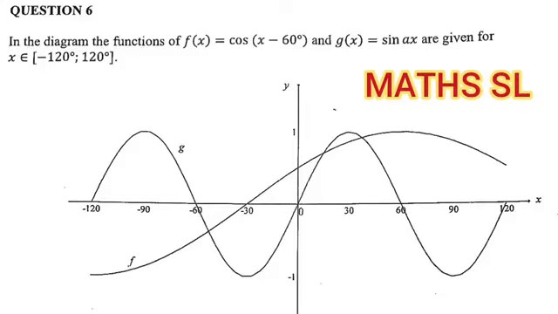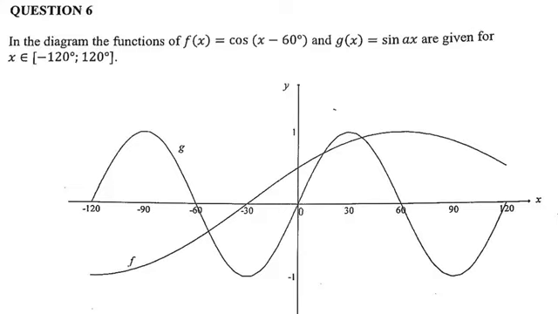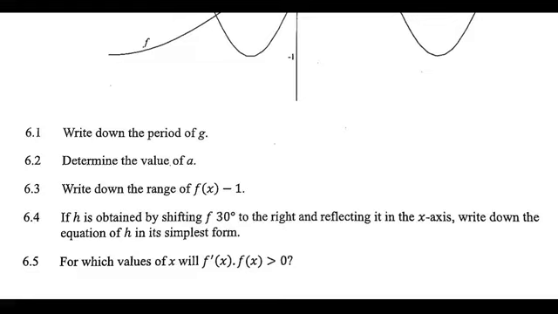I'm Thaqib Latif. This is question number 6. The question says: in the diagram, the function f of x is equal to cos(x − 60 degrees) and g of x is equal to sin(ax) are given for x between negative 120 degrees and positive 120 degrees. So these are the graphs of f of x and g of x.